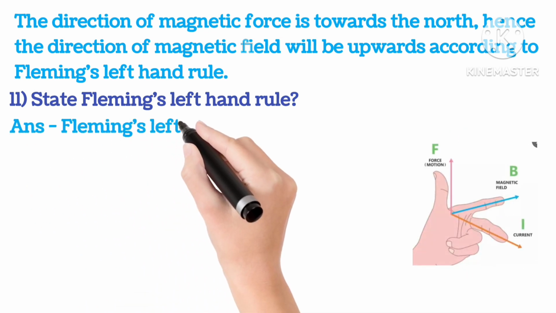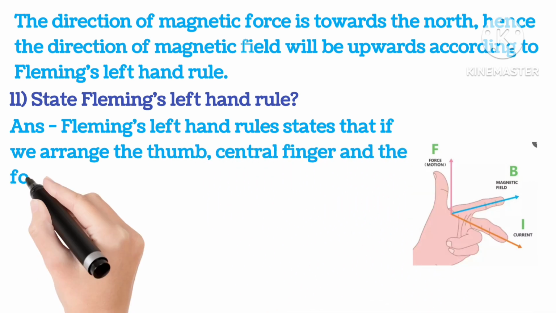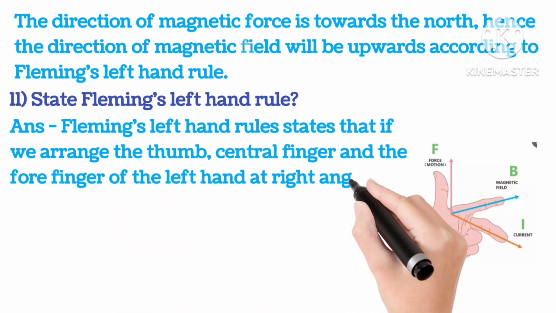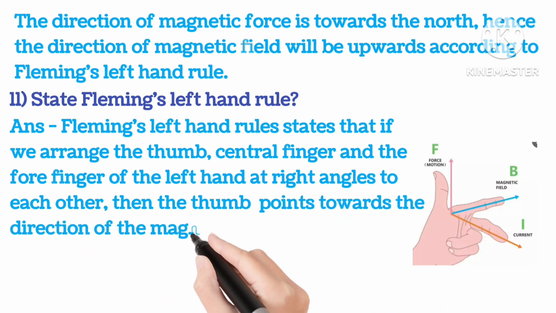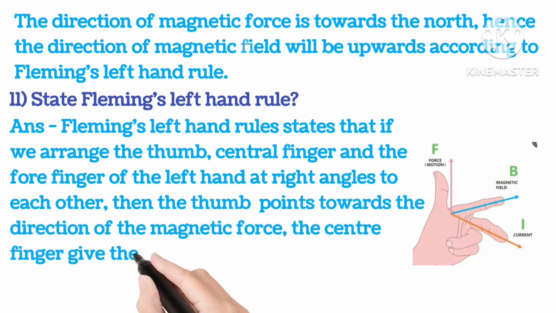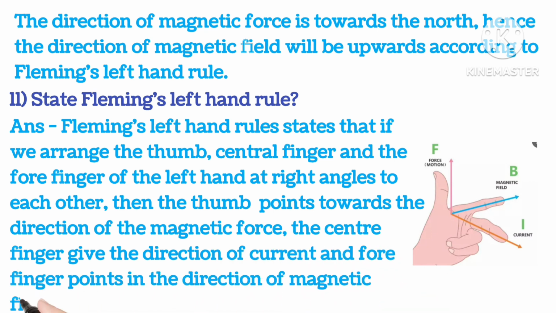As you can see here, Fleming's left-hand rule states that if we arrange the thumb, central finger and the forefinger of the left hand at right angles to each other, then the thumb points towards the direction of the magnetic force, center finger gives the direction of the current and forefinger points in the direction of magnetic field.